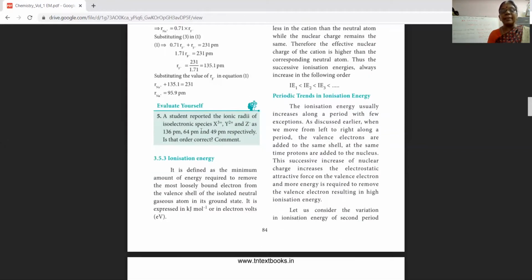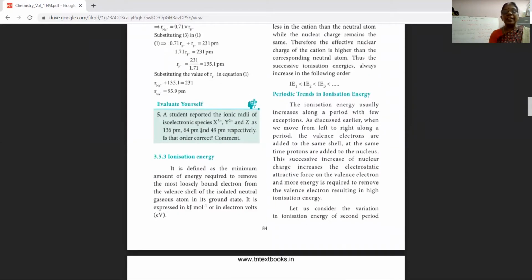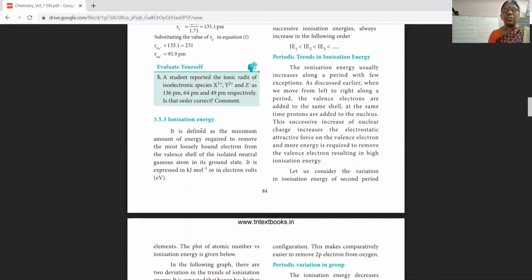Next is periodic trends. The ionization energy usually increases along the period with a few exceptions. As discussed earlier, when we move from left to right along the period, the valence electrons are added to the same shell. At the same time, protons are added to the nucleus. This successive increase in the nuclear charge increases the electrostatic force of attraction on the valence electron, and more energy is required to remove the electron from the valence shell. Thus results the high ionization energy.